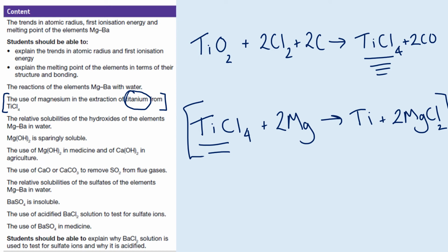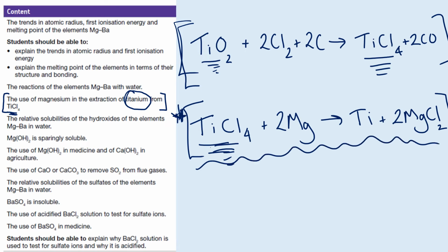But it's worth pointing out here that titanium isn't found as TiCl4, it's actually found as titanium oxide, and we need to form TiCl4 first. So that's the process of using magnesium in the extraction of titanium from TiCl4. So you can see there it actually tells you from TiCl4. So the first equation, don't need to make a note of. This is the important one for your notes and your flashcards, that we must know that equation there.